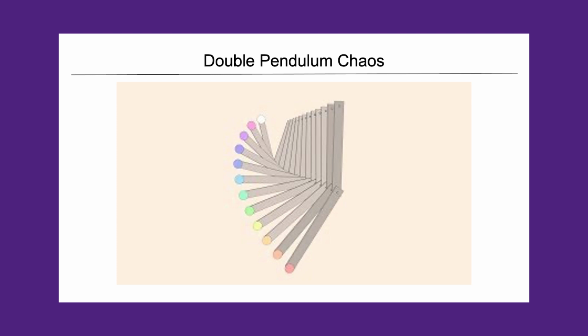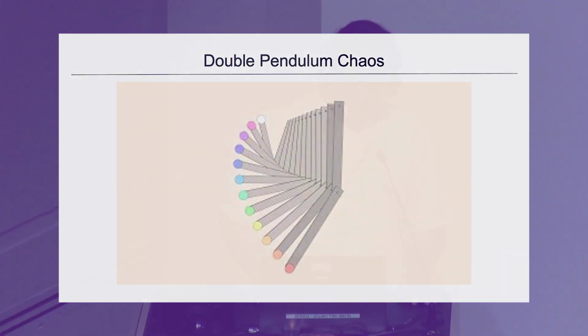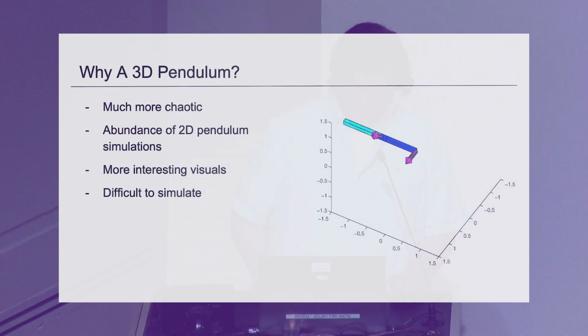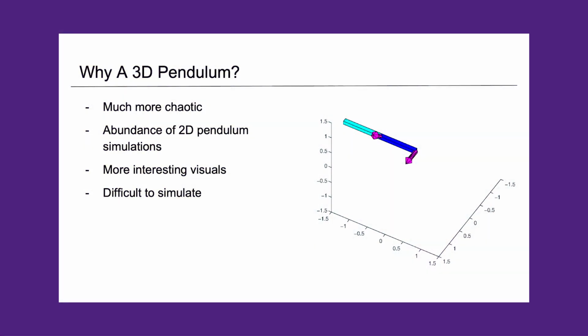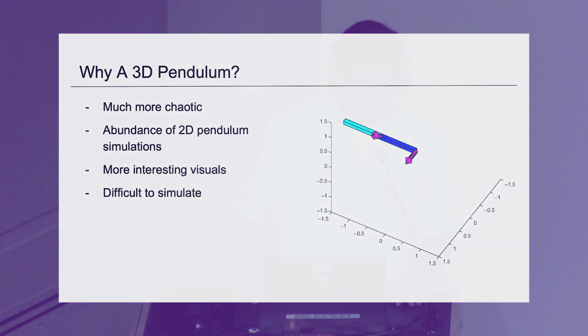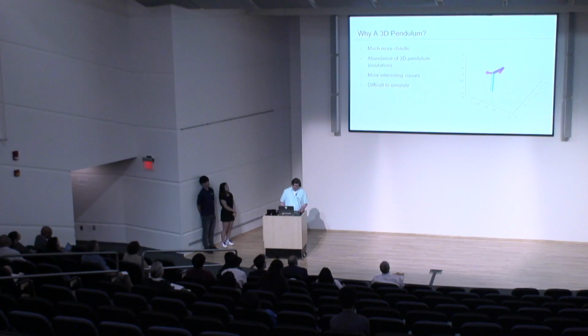Thank you. Okay, so 2D pendulums are cool and all. They're very interesting. So why did we decide to make one in 3D? Well, for one, as you can imagine, they become much more chaotic in the third dimension. Having a whole new dimension for it to traverse in creates much more interesting visuals. Another is that it's very hard to find simulations for 3D pendulums.